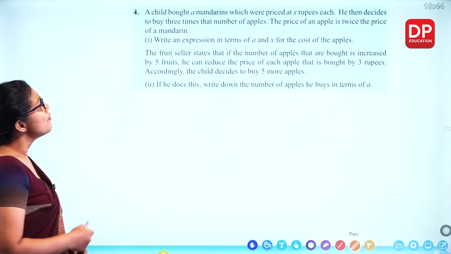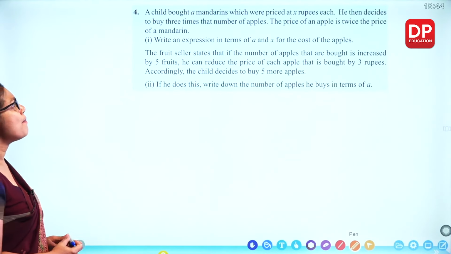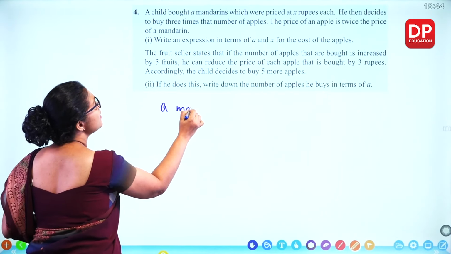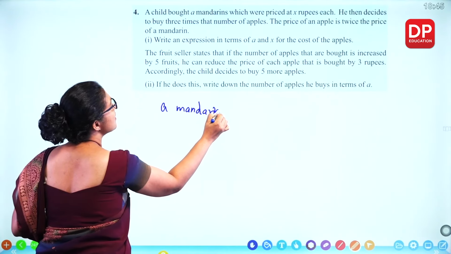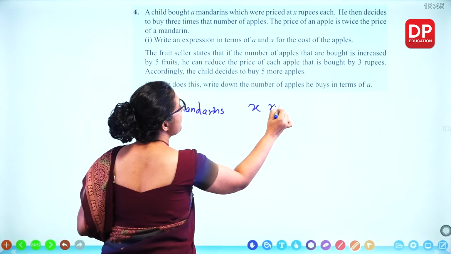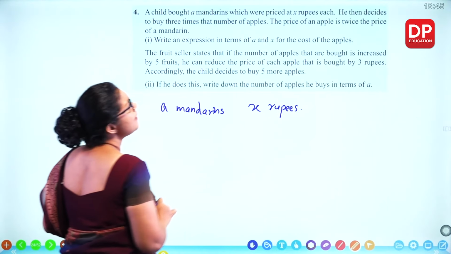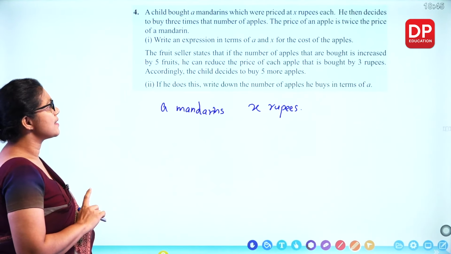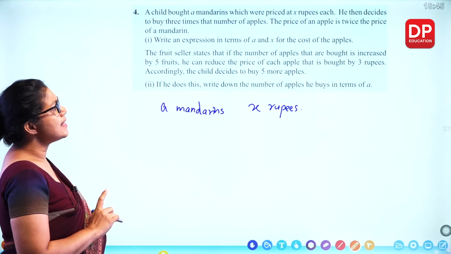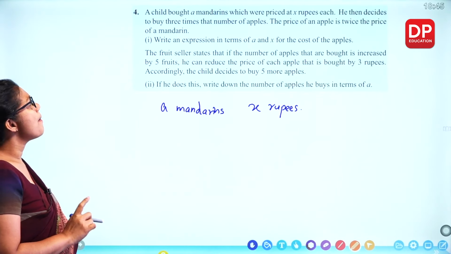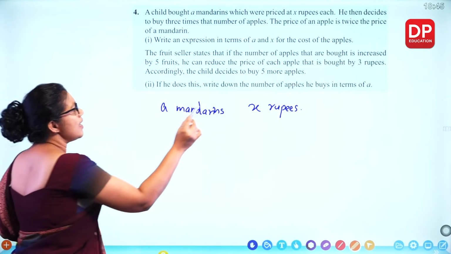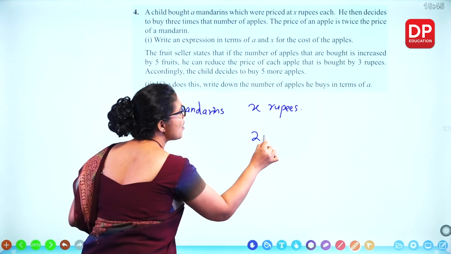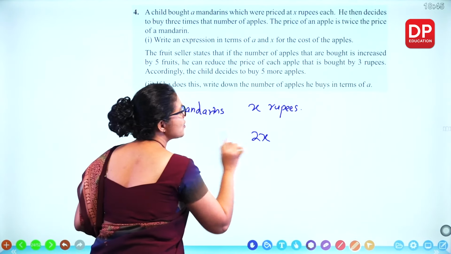Now we look at the fourth question. It says a child bought A mandarins which were priced at X rupees. So here A mandarins given. The price is X rupees. Now it's given, he then decides to buy 3 times that number of apples. The price of an apple is twice the price of a mandarin. So here, if this is X rupees, twice the price means the price of this one is 2x rupees.